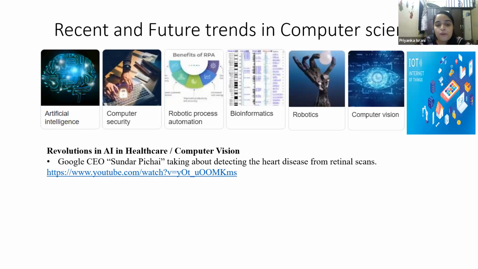Now, what is bioinformatics? Bioinformatics is dealing with DNA. So bioinformatics is the field where you are analyzing the DNA to find the diseases and to find the cure of the diseases. Next is robotic process automation. It's nearly the same. And computer vision.